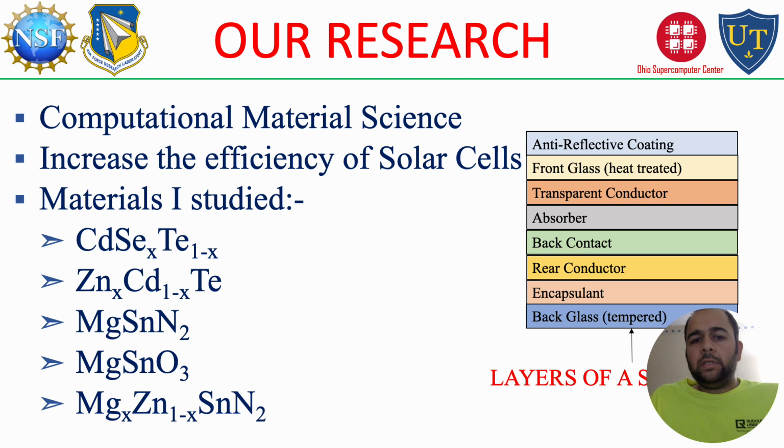The research that I do in general is computational material science. We try to increase the efficiency of solar cells. The materials that I studied are these. In reality, a solar cell has many layers in it, and depending on the company or research, there can be some differences in the number and the kind of layers that go into a solar cell. Basically, our research was focused on these two layers, the absorber layer and the transparent conductor layer.